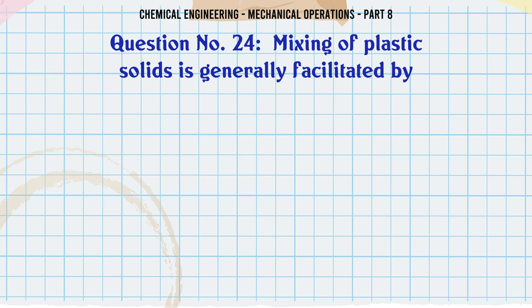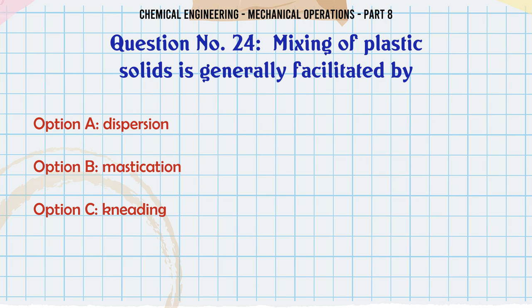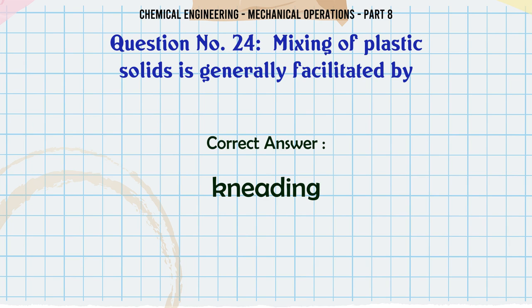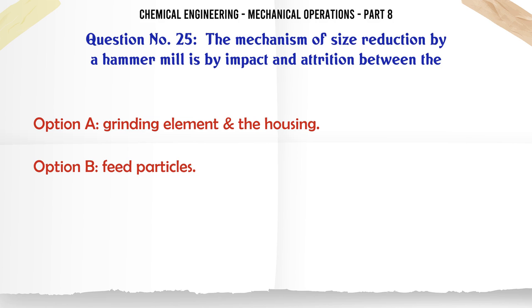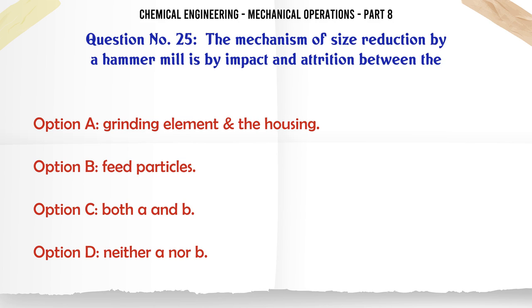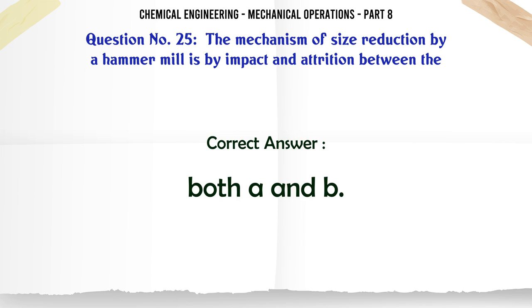Mixing of plastic solids is generally facilitated by A. dispersion, B. mastication, C. kneading, D. None of these. The correct answer is kneading. The mechanism of size reduction by a hammer mill is by impact and attrition between the A. grinding element, the housing, B. feed particles, C. both A and B, D. neither A nor B. The correct answer is both A and B.